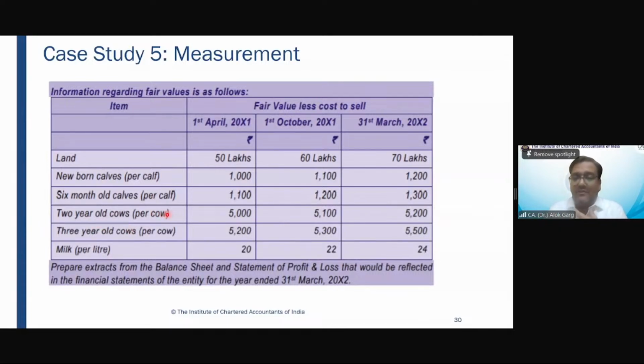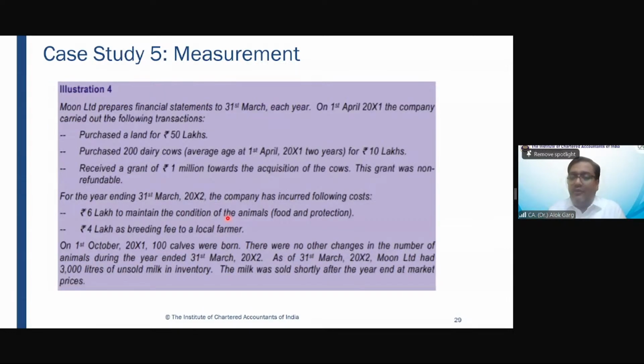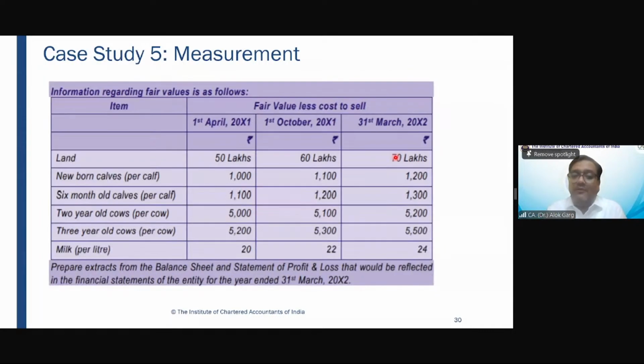2-year-old cows, their value was given on 1st April. It was 5,000. You remember, we purchased 200 cows for 10 lakh rupees. So 5,000 was the 1st April 2001 value, right? Forget about 1st October because now we have to go to the reporting date. The value of a 2-year-old cow from 5,000 has become 5,200. Is there any relevance of this 5,200? Yes, price change. The fair value has increased by 200 due to price change.